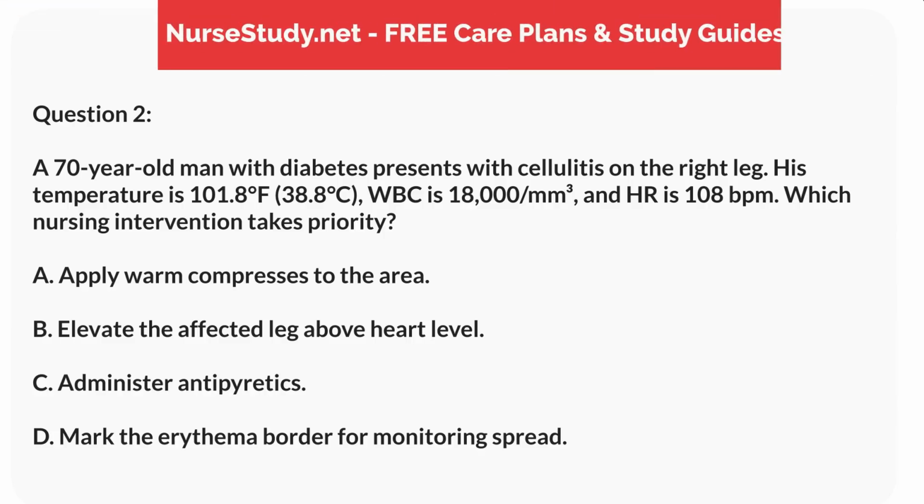Question 2. A 70-year-old man with diabetes presents with cellulitis on the right leg. His temperature is 101.8 degrees Fahrenheit, 38.8 degrees Celsius, WBC is 18,000, and heart rate is 108 beats per minute. Which nursing intervention takes priority?